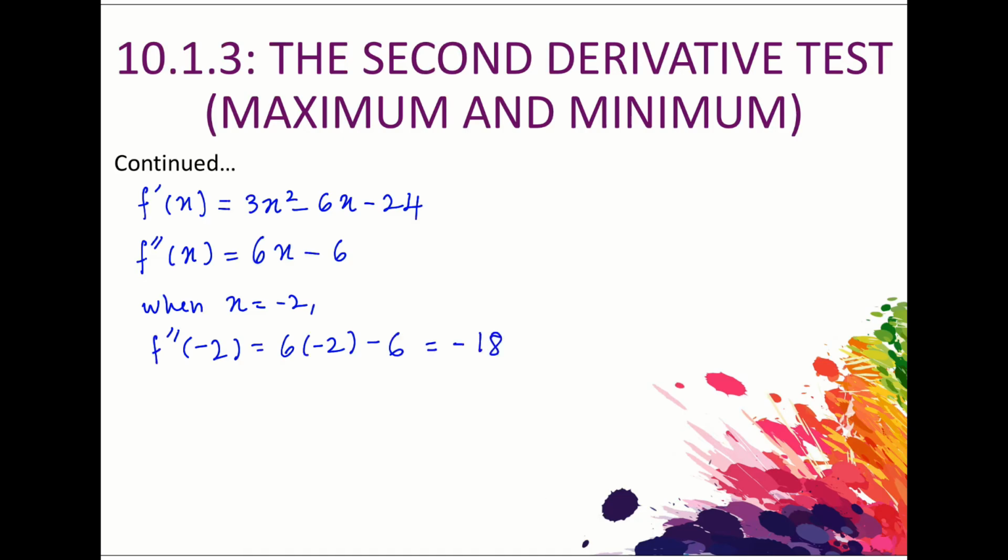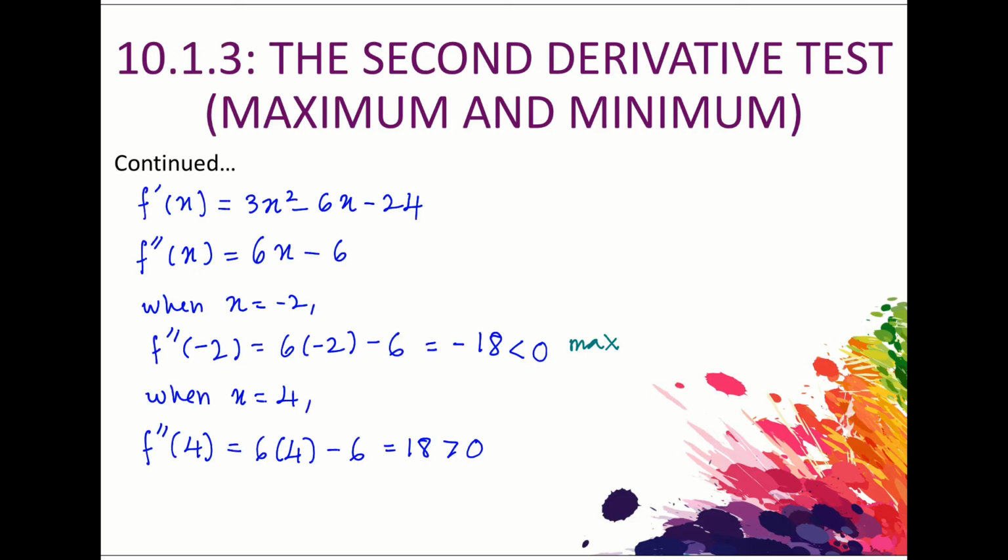So negative 18 is less than 0. So we can conclude that it is the relative maximum for the function. And now when x is equal to 4, the second derivative is equal to 6 times 4 minus 6, 18, which is greater than 0. So since the second derivative of f(x) when x is equal to 4 is greater than 0, we can conclude that it is a relative minimum for the function.